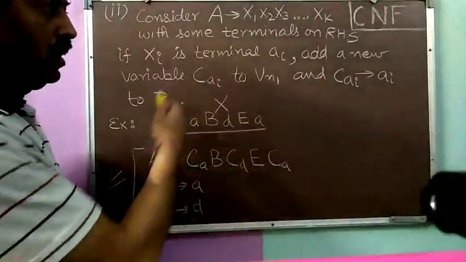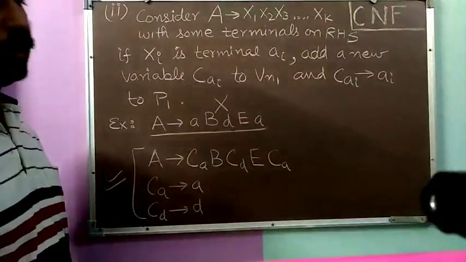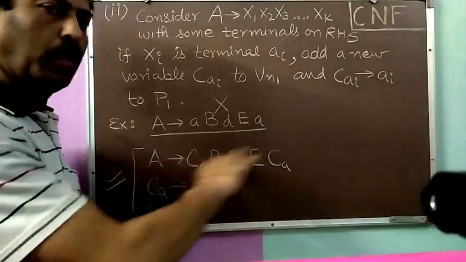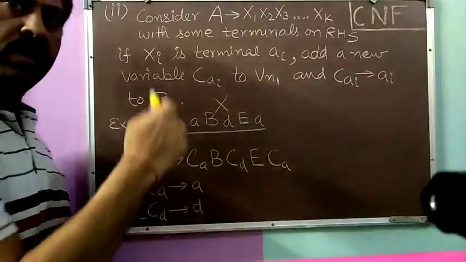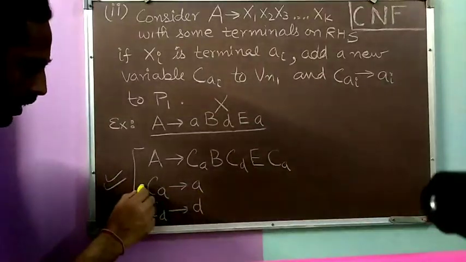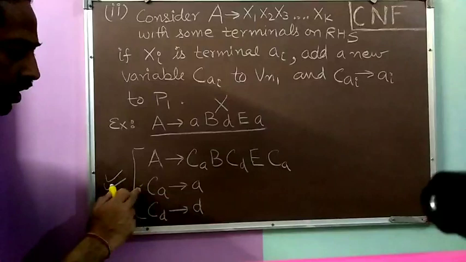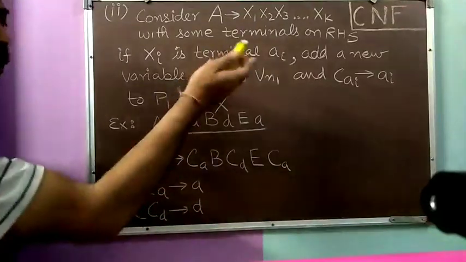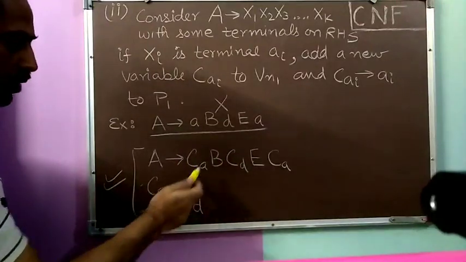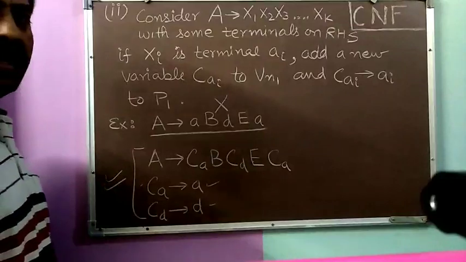In this manner, we will remove terminals from the right hand side of each production that is left. After doing this process, no production will have a terminal on its right hand side, except those which have terminals on the right hand side but are already in the required form of CNF. So they will be directly included in the P1. They are already in the form required by CNF.